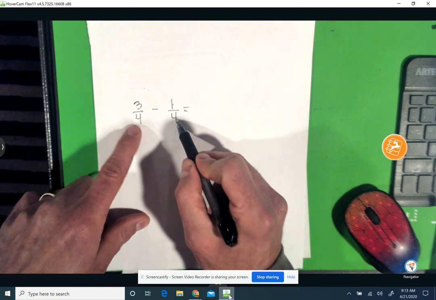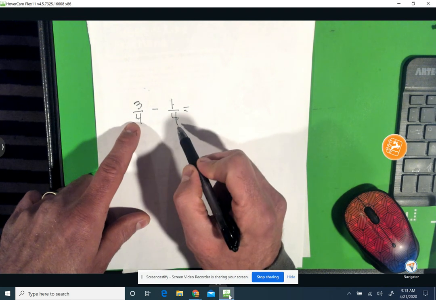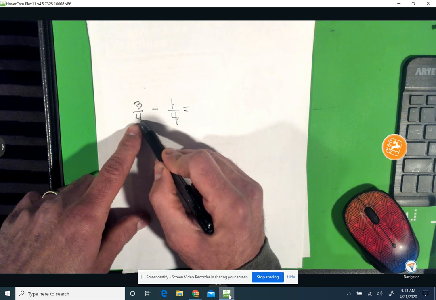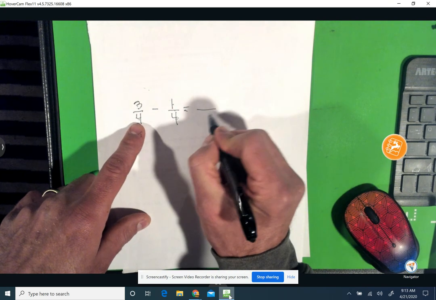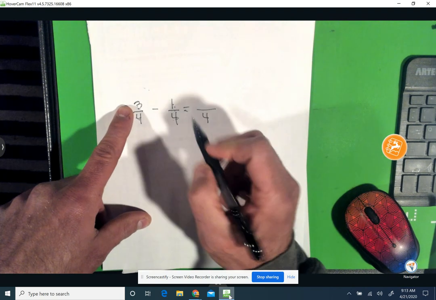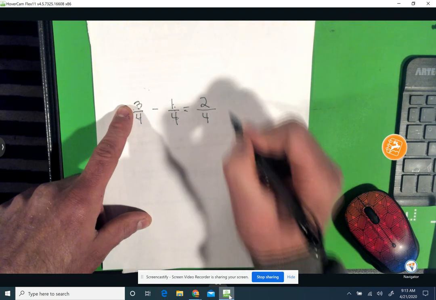We are not changing how many parts we have. We have a total of 4 parts. We're starting with 3 out of 4 of those parts, and we're going to take away one of them. The denominator must remain the same, and we simply take away the numerator. 3 minus 1 is 2.